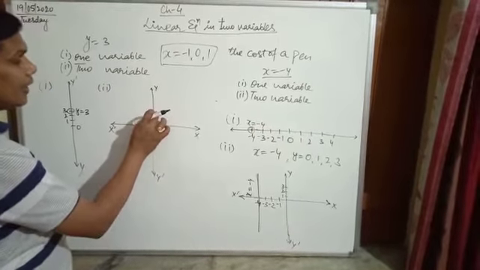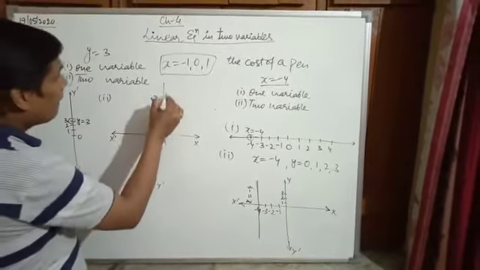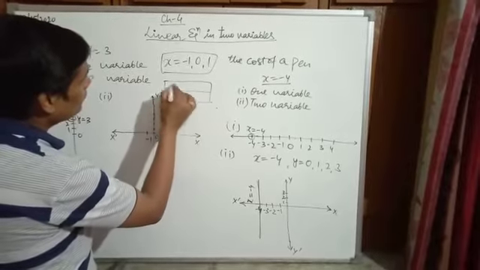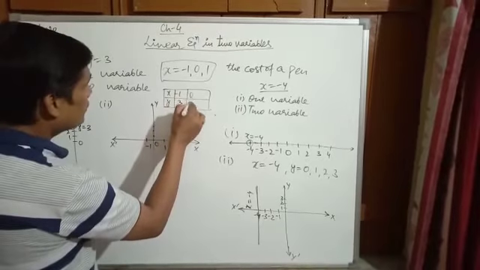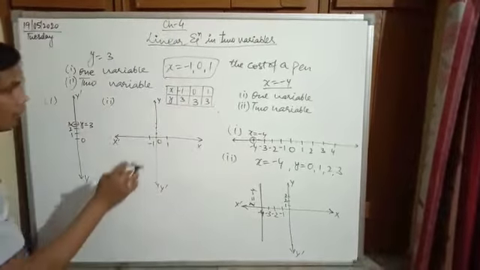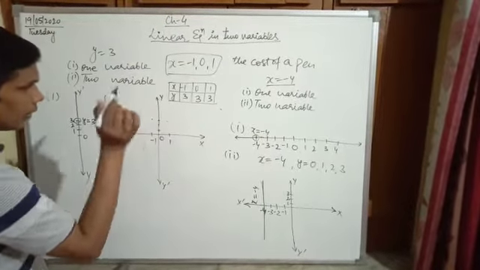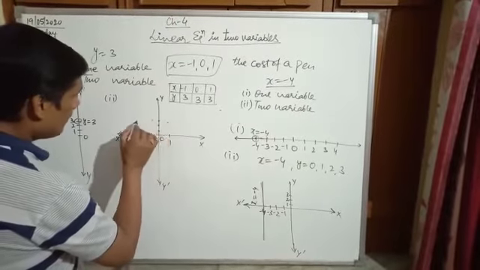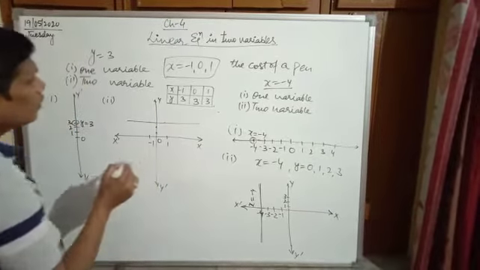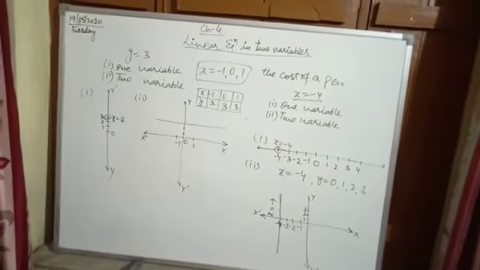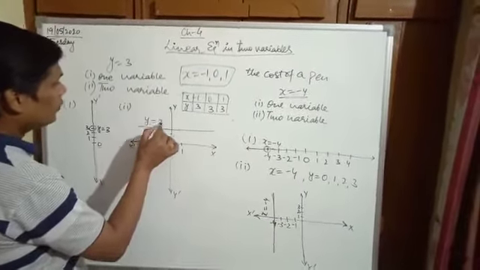Here y is constant, but x is the variable. The coordinates are minus 1 comma 3, 0 comma 3 and 1 comma 3. Minus 1 comma 3 here, 0 comma 3 here, 1 comma 3 here. Join these points. What are we getting? We are getting a line parallel to the x-axis for y is equal to 3.